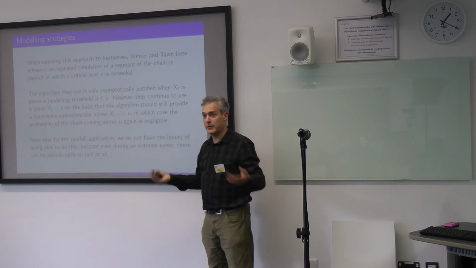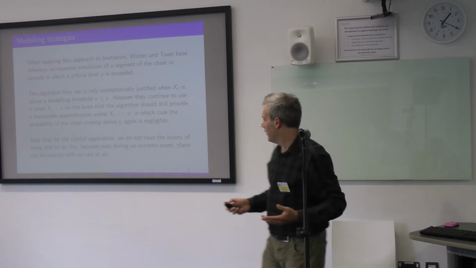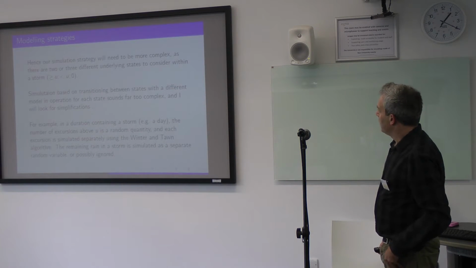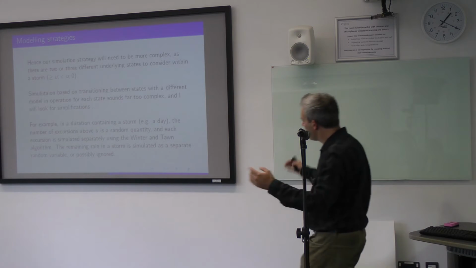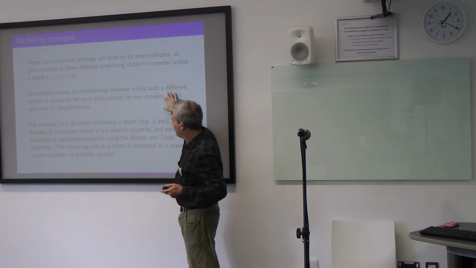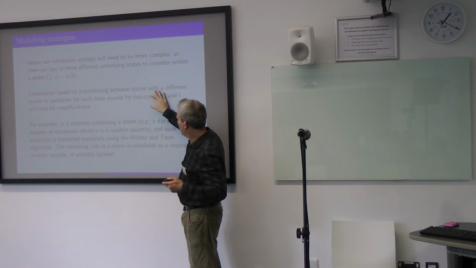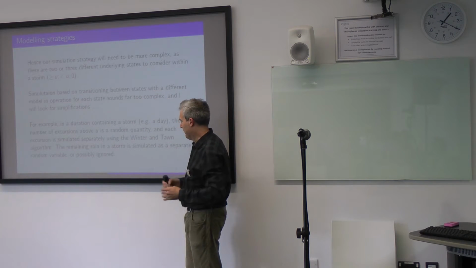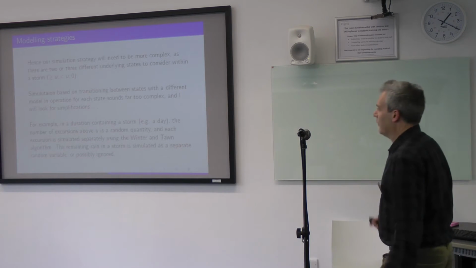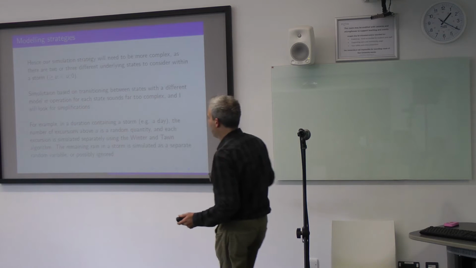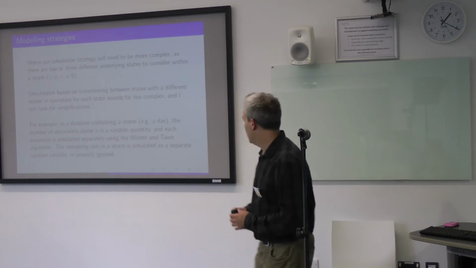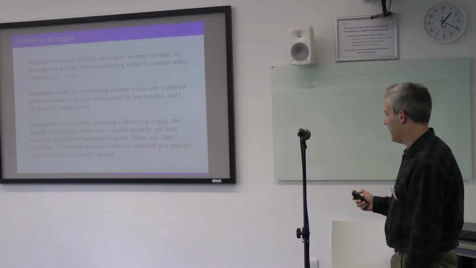Suppose we want to start simulating some of these clusters as Jonathan and Eva did. So, three underlying states to consider. Simulation based on transitioning between these states sounds far too complicated for me, and I would look for simplifications. So, for example, thinking about the number of excursions in a storm being a random variable and simulating from that number of storms.